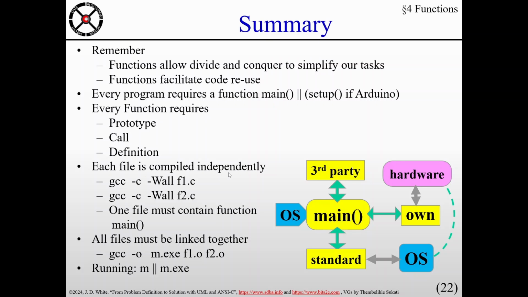Each file you have in your project is compiled independently: GCC -c -Wall f1.c, GCC -c -Wall f2.c. And one of these files must contain a function main. It doesn't matter which one, as long as there's a main somewhere. After you've compiled everything, you must link them together: GCC -o m.exe f1.o f2.o, and when you run them, just m.exe.